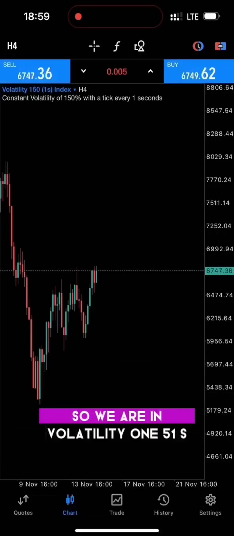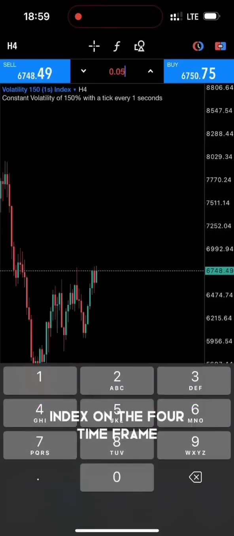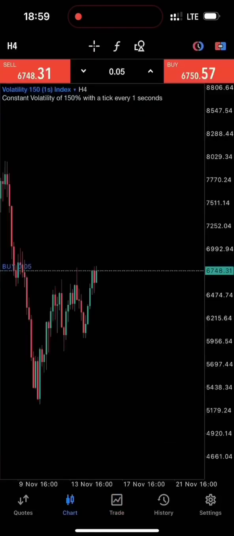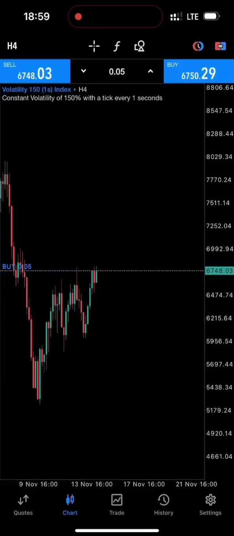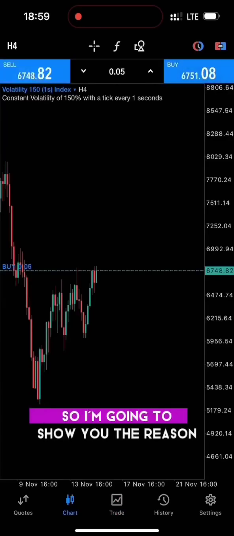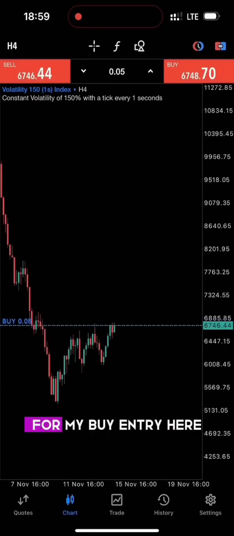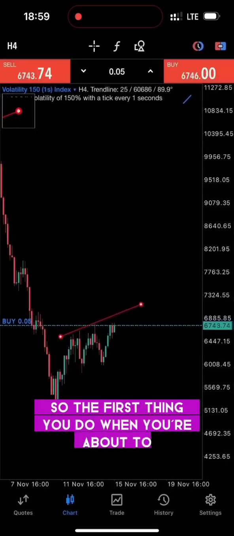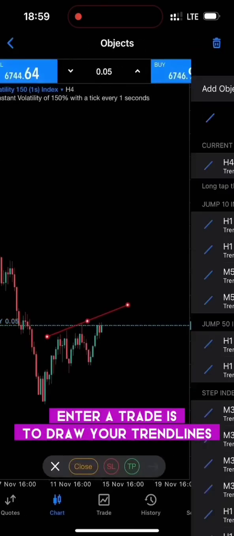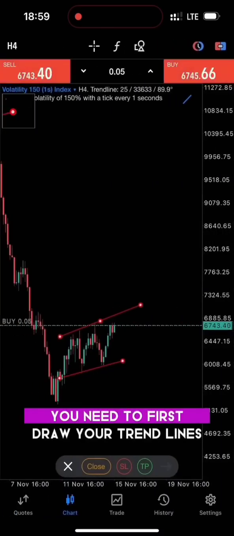So we are in the Volatility 151S index on the 4-hour time frame. I'm going to be trading that using this $20 account. I'm going to show you the reason for my buy entry here. The first thing you do when you're about to enter a trade is to draw your trend lines. You need to first draw your trend lines.